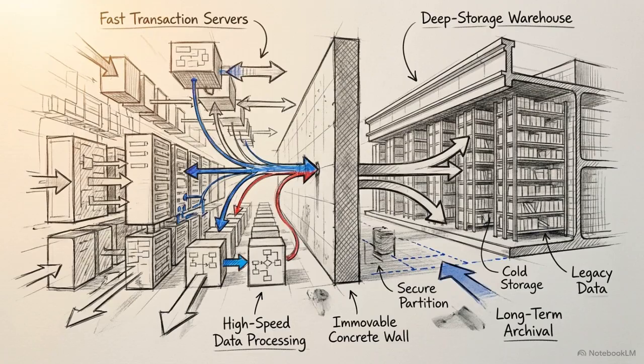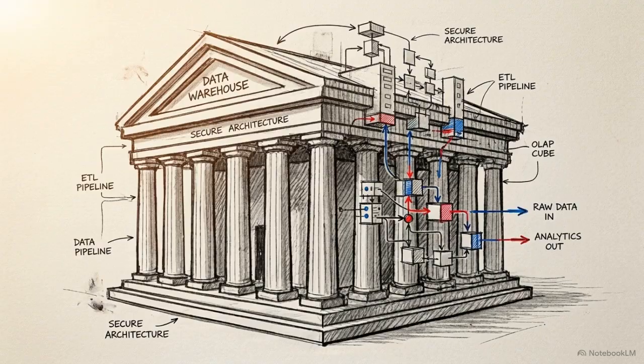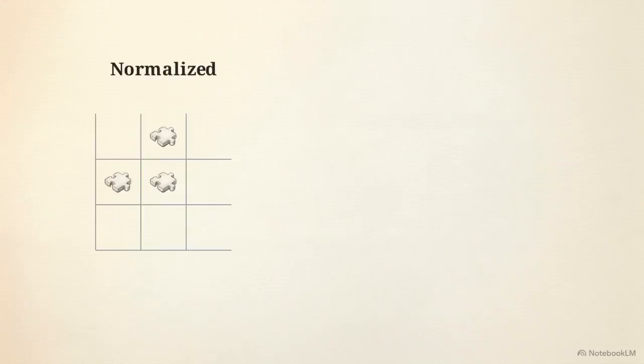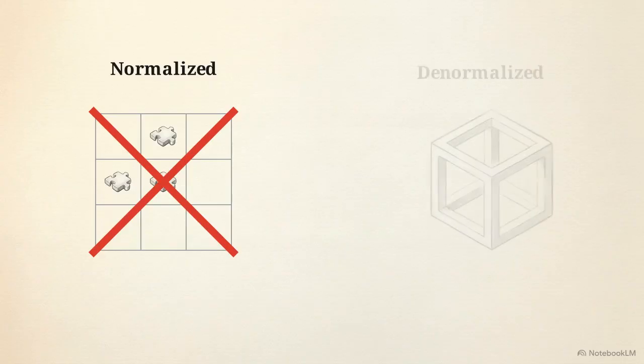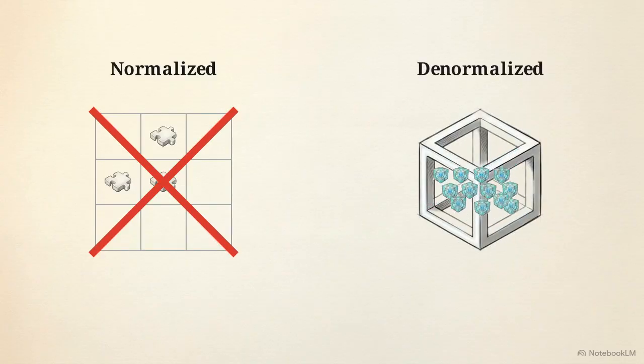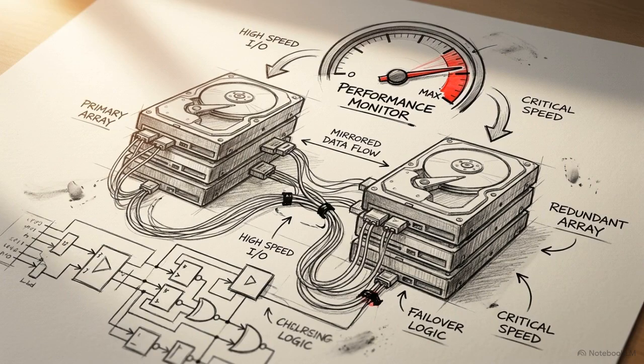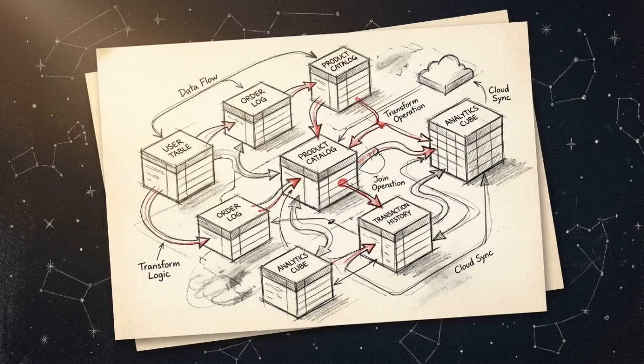To protect the live transaction system, organizations physically isolate their analytical data into a different storage structure. This isolated environment is the data warehouse. Unlike the operational database, data inside the warehouse is intentionally denormalized. Engineers reintroduce redundancy to ensure faster read access. The primary organizational framework used in this environment is the star schema.